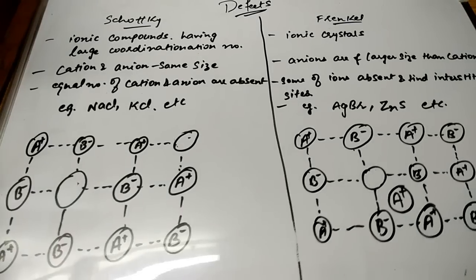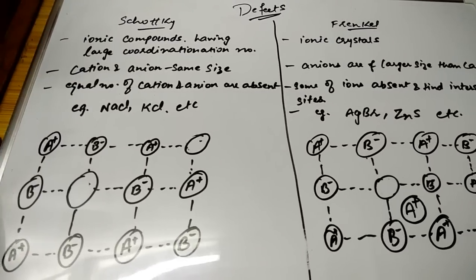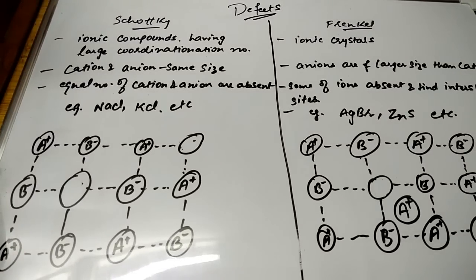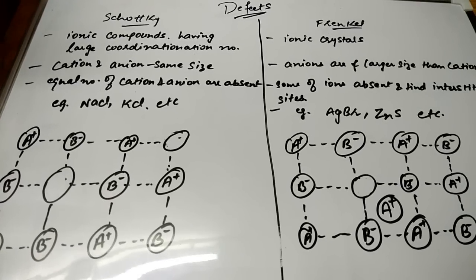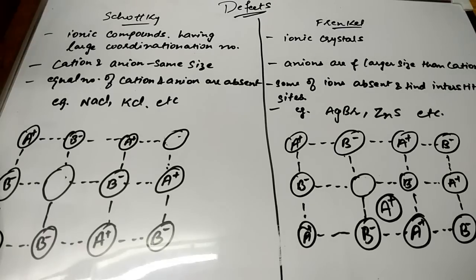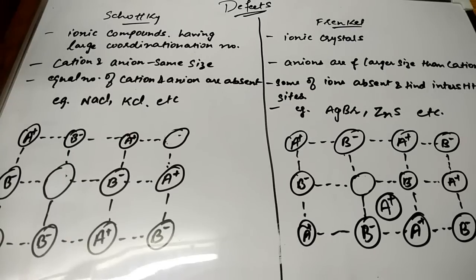So let me sum up once again. Two types of defects are there: Schottky, in ionic compounds having large coordination number, and Frenkel defect, in ionic crystals. Second, in Schottky cation and anion have the same size, whereas in Frenkel, anions are of larger size than the cation. Third, equal number of cation and anion are absent, only then Schottky defect will happen. On the other hand, in the case of Frenkel defect, some of the ions are absent, maybe cation or anion, but found in an interstitial site.